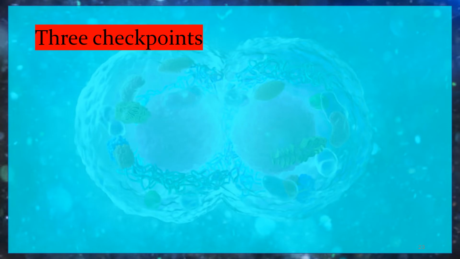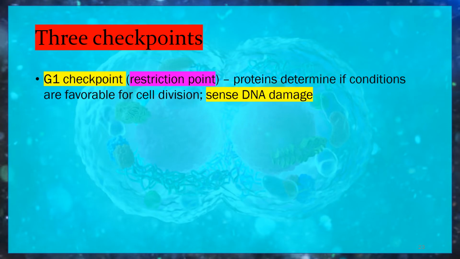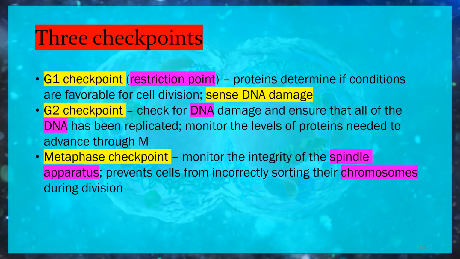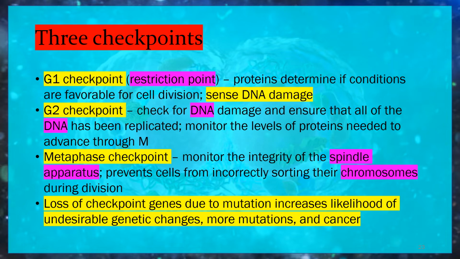There are three main checkpoints, as we mentioned in the last slide. We have the G1 checkpoint, which is a restriction point. This is where proteins determine if conditions are favorable for cell division. It actually senses DNA damage. We have the G2 checkpoint, which is a check for DNA damage, and it is there to ensure that all of the DNA has been replicated. It monitors the levels of proteins needed to advance through mitosis. And then we have the metaphase checkpoint. Here it monitors the integrity of the spindle apparatus. It prevents cells from incorrectly sorting their chromosomes during the division. Loss of checkpoint genes due to mutation increases the likelihood of an undesirable genetic change, more mutations, and cancer.